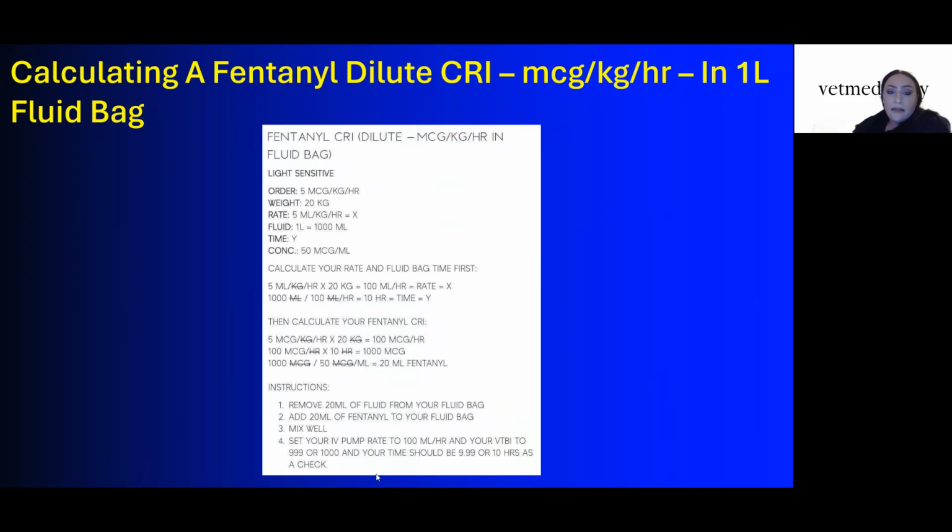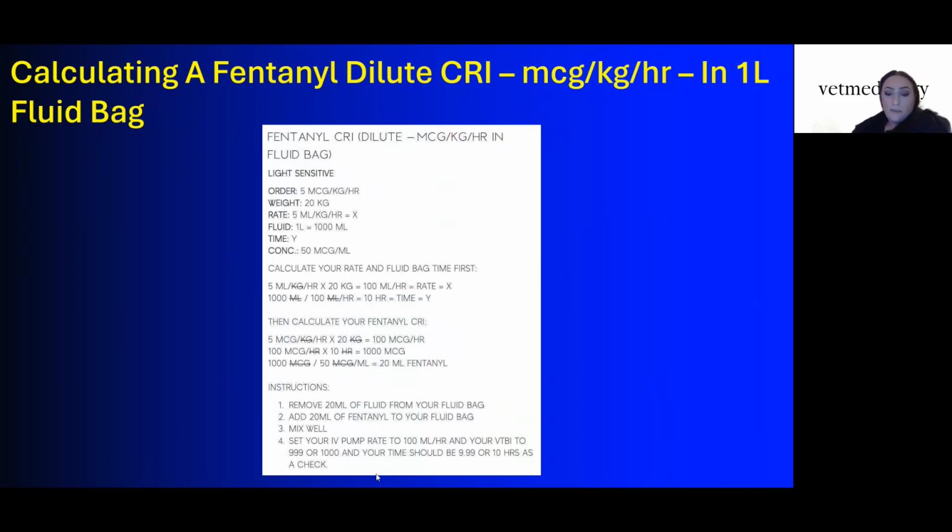Now we can go ahead and calculate our fentanyl CRI and plug in this information. So 5 mics per kg per hour times 20 kgs equals 100 mics an hour. 100 mics an hour times 10 hours equals 1,000 mics. 1,000 mics divided by 50 mics per mil equals 20 mils fentanyl. So you'll want to remove 20 mils of fluid from your fluid bag, add 20 mils of fentanyl to your fluid bag, mix it well.